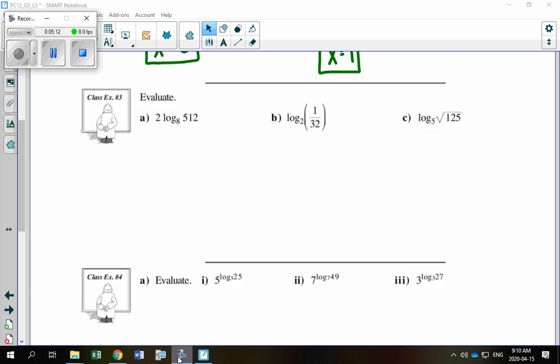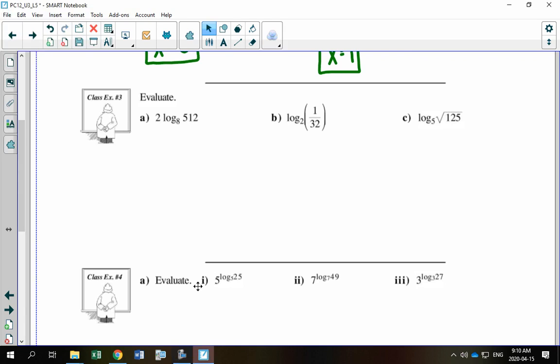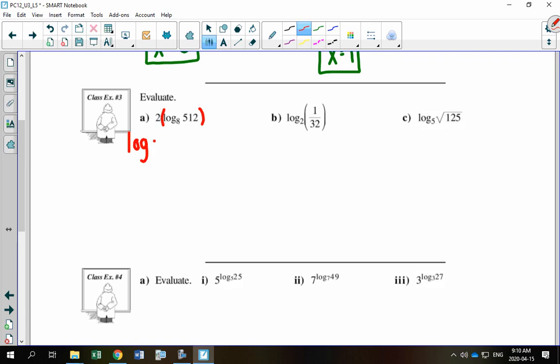Okay, number 3, evaluating. Just a little bit different here. We have that coefficient 2 in the front, so I'm actually just going to ignore it for now. Let's evaluate log base 8 of 512. We'll set log base 8 of 512 equal to x, which is 8 to the power of x. 512 with a base of 8 is 8 to the power of 3, which means x is equal to 3. But that's not our final answer because we notice that it's log base 8 of 512 times 2. So we have to go 2 times 3, which is 6.